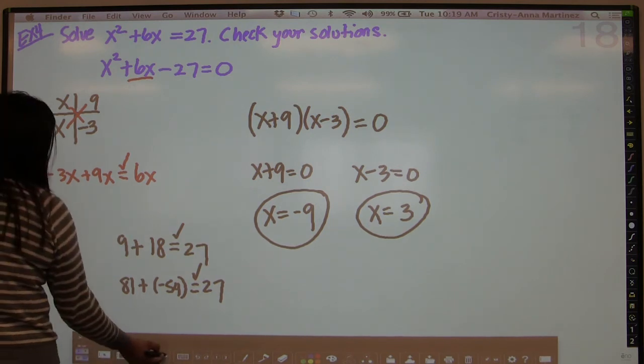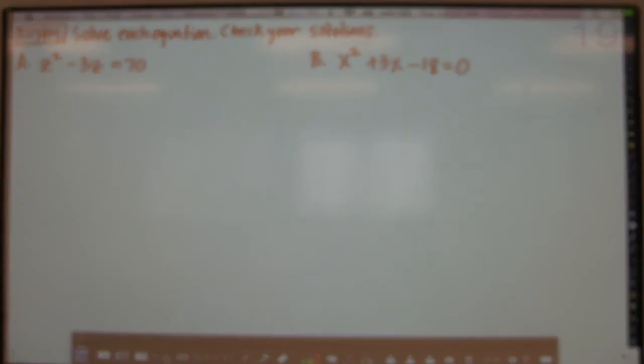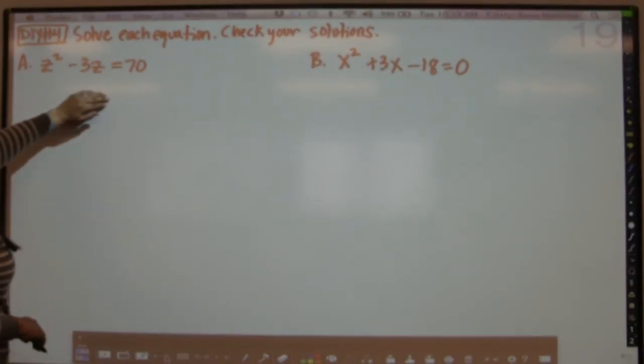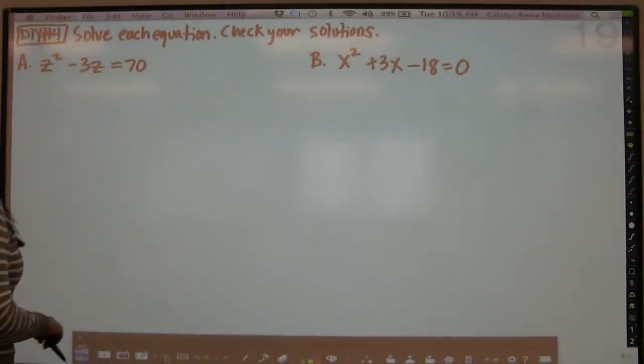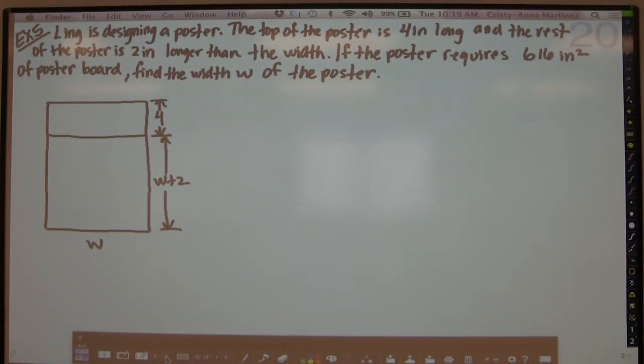So now we're going to let you do these 2 examples. Remember to move the 70 over to the other side before you get going, because it's got to be equal to 0 before you try to factor that. And so here we have our last example, example 5.